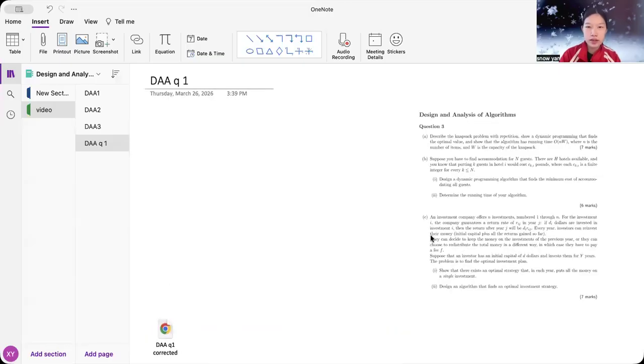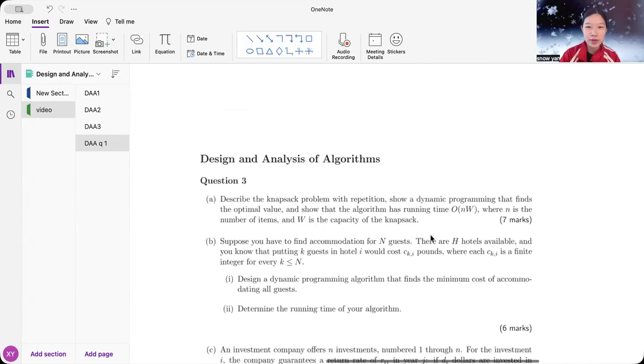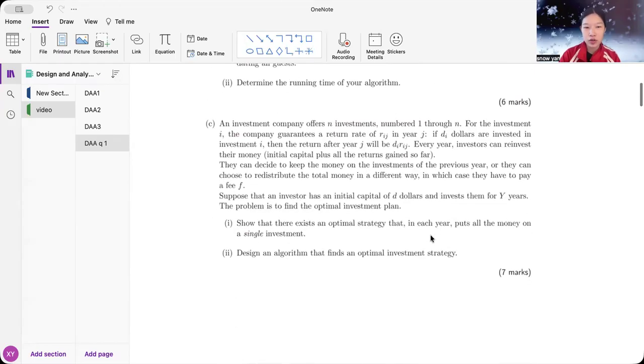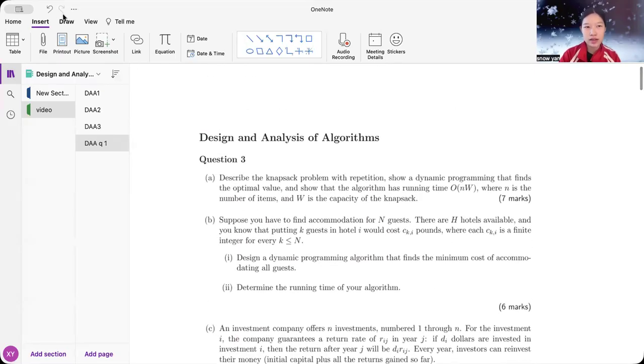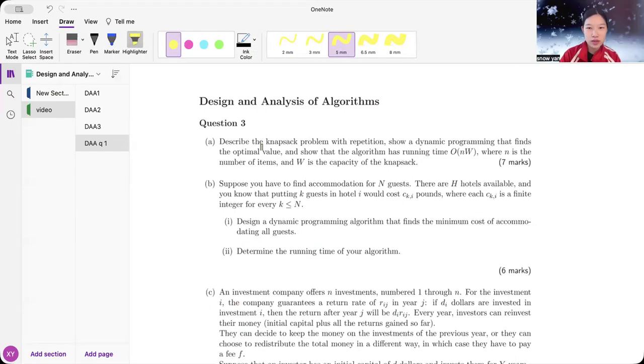This was the Design and Analysis of Algorithms, the first question I did on past papers. For this question, it's a classic DP question where we have three parts, and it asks us to design three parts of the algorithm, but almost all of them use DP. So it's definitely a heavy DP question.